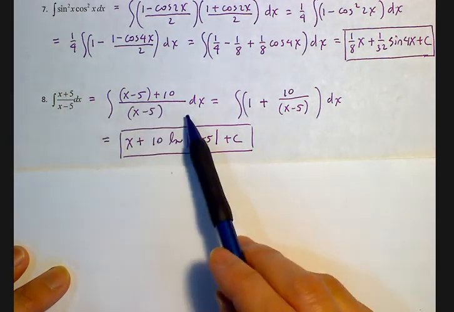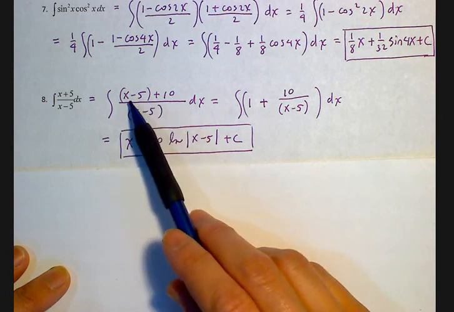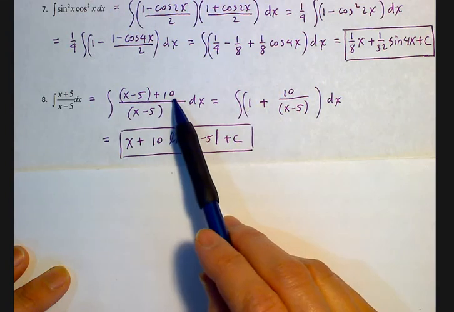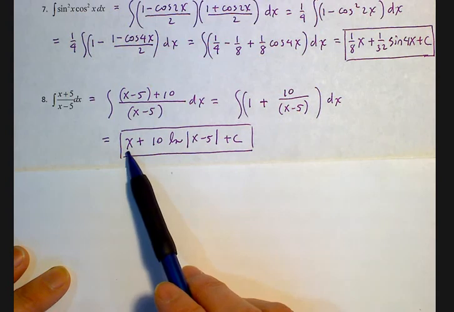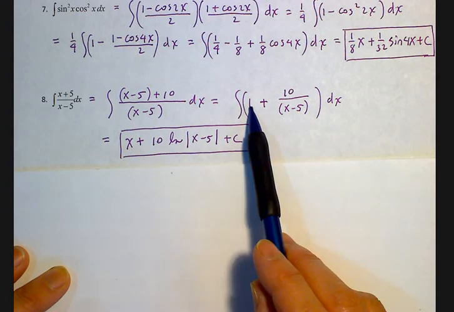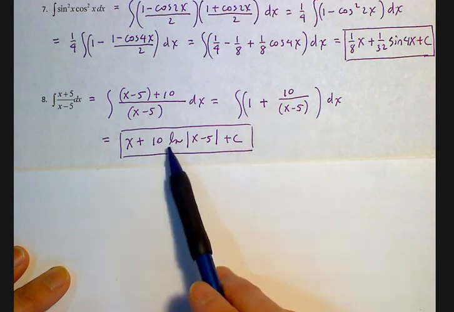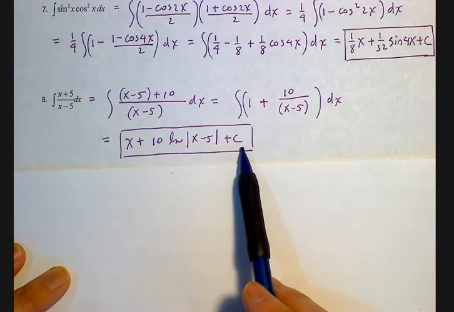The reason I want to do that is I'm going to split off this fraction so that it's x minus 5 over x minus 5, which is 1. And then the other fraction is 10 over x minus 5. So then this integral will be the integral of 1, which is x, and then this is going to be 10 times the natural log of absolute value of x minus 5, and then plus c.